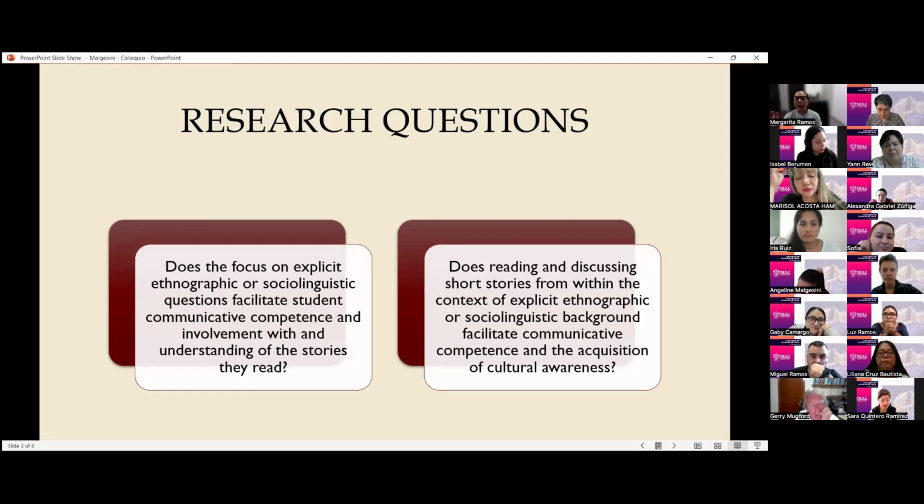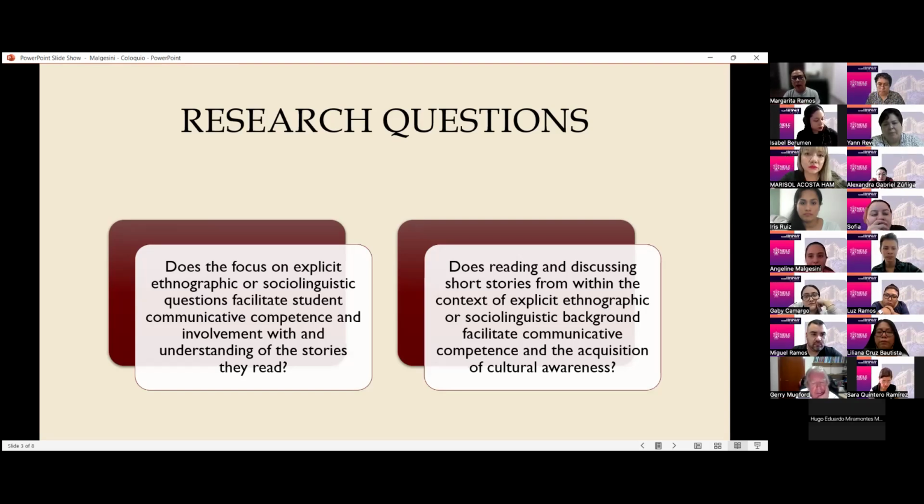the focus, I don't know, it's just a first suggestion, because at the same time the question is long, implying that you have different things there, like explicit ethnographic, or sociolinguistic questions facilitate student communicative competence. So in general, I believe that if you concentrate on writing good research questions, they are going to guide the whole methodology and the whole study.